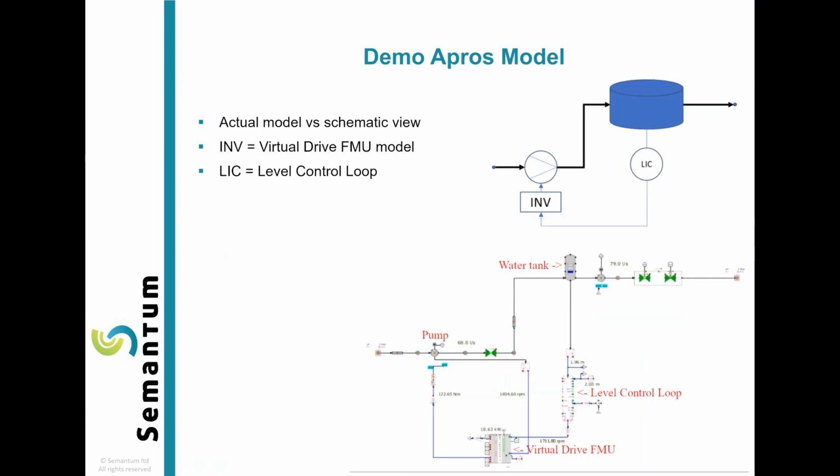And the Apros model compared to the schematic view can be seen below. So all the same components in the same places can be seen. So we have the level control loop and the virtual drive FMU as components in this Apros model with the pump and water level and these valves controlling the outlet flow, and on the right, so changing the outlet flow.